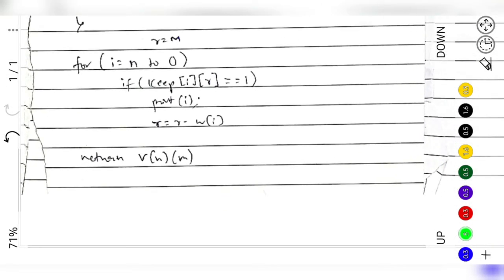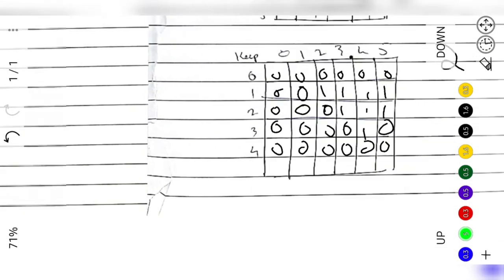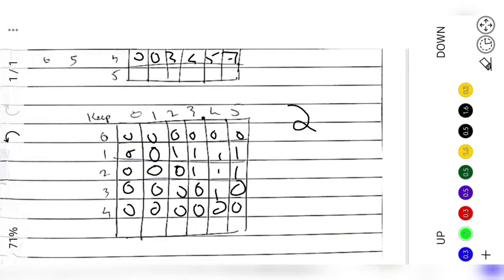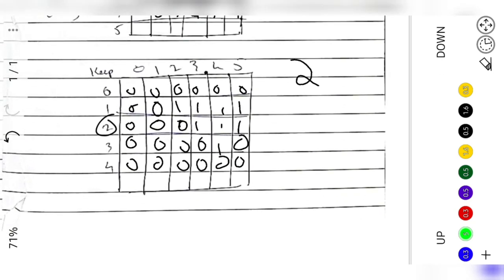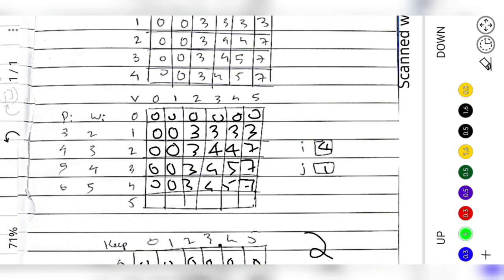And then what we have to do: r is equal to r minus w of I. We have selected item 2 here. If item 2 is selected, its corresponding kilogram weight is to be removed, right? If I select item 2, the corresponding weight is 3 kilograms. So I'll be removing 3 from 5. That means 5 minus 3, which is 2. Now I have only 2 kilograms of space left.